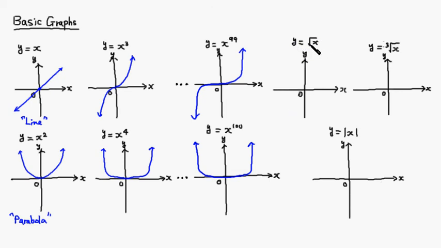And remember that because of the square root, the domain is all non-negative real numbers, which means that you're going to have a graph to the right of the y-axis. Right? So you have a graph which looks kind of like this. Right? So this is a graph of y equals square root of x.